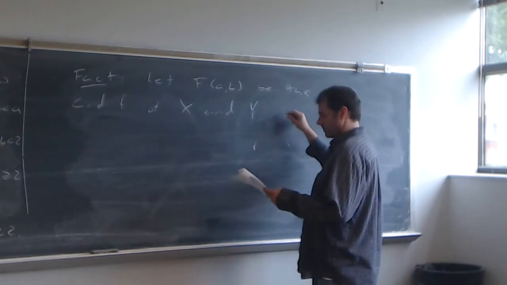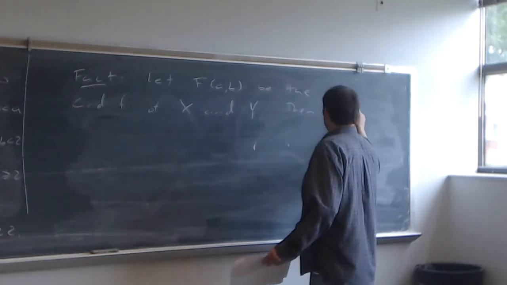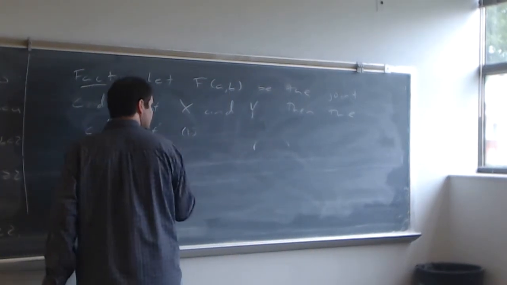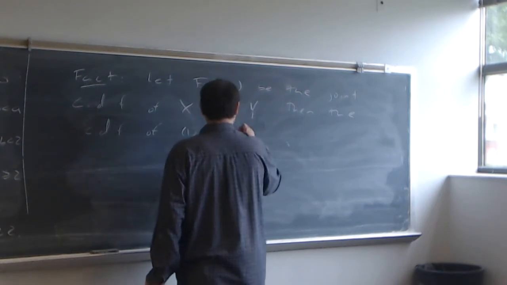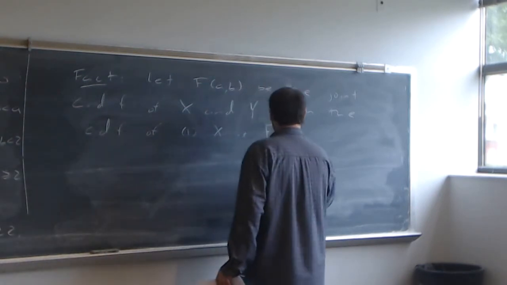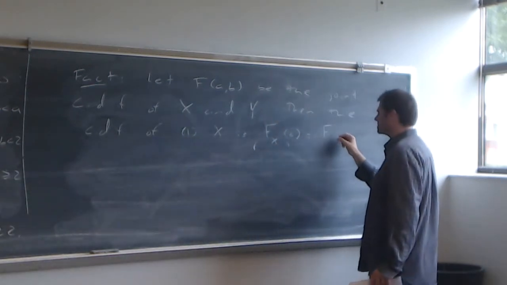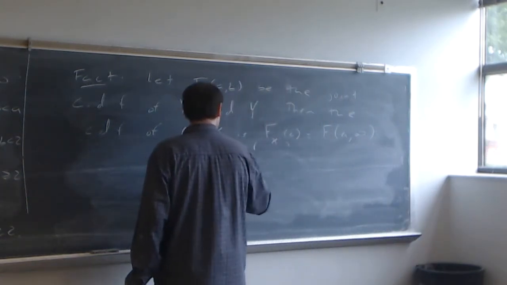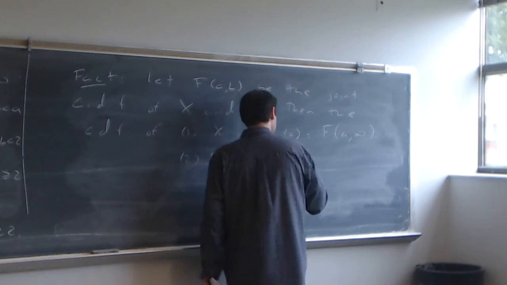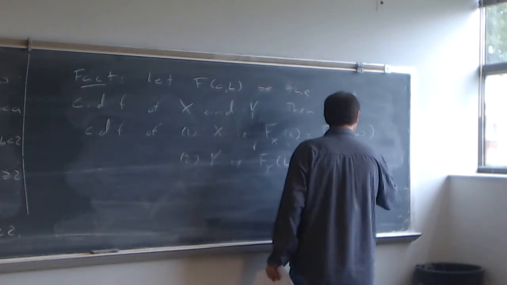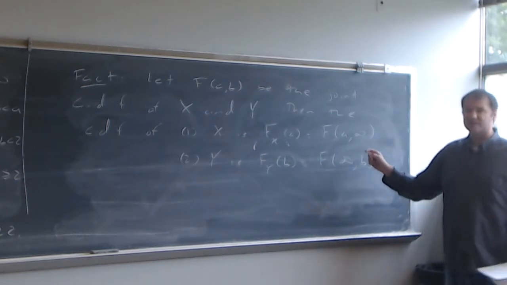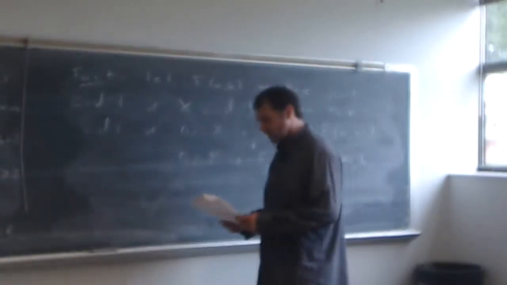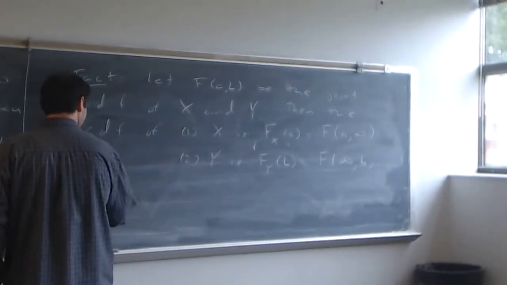Then we have two results here. The CDF of X is big F sub X of A, and what it's equal to is F of A, infinity. And two, the CDF of Y is F sub Y of B, and that's F of infinity, B. So we think of this as an extended real valued function where we can stick in infinity or minus infinity. And the proofs of these are very easy.